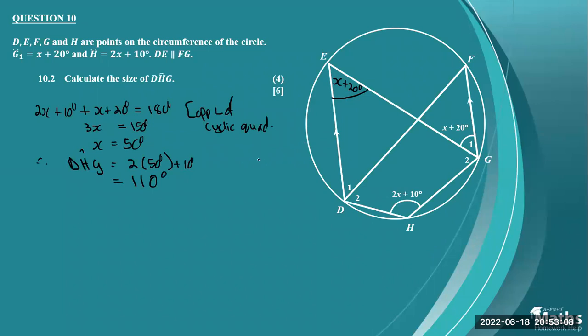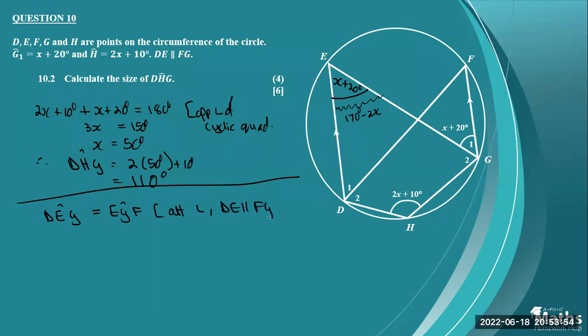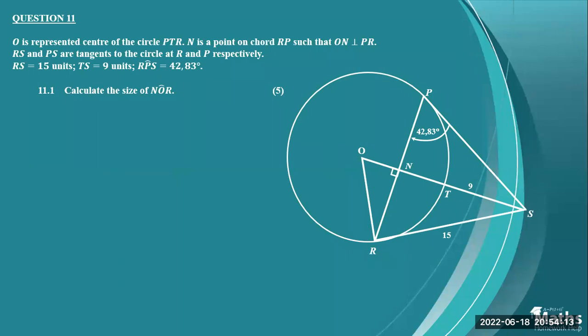Okay, so remember now, whenever you work something out, always write it in on the drawing. So let's say you made use of the 2x plus 10 and DEG was equal to 180, you know, supplementary angles. Then you would have had an answer here of 170 minus 2x. So the other option then would have been to say that DEG is actually equal to EGF, like we did in the previous one, because it was alternate angles. And then you just fill it in: 170 minus 2x is equal to x plus 20, and you solve it the same way as what we did there, so you'll get the same answer. Okay. Next question.